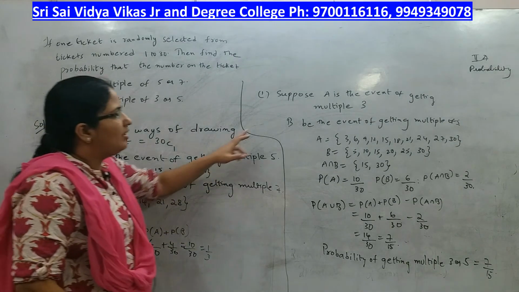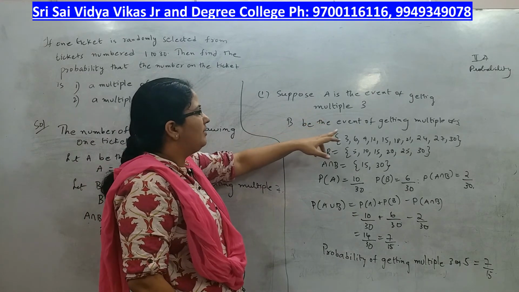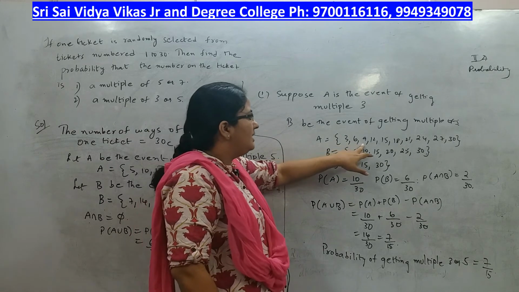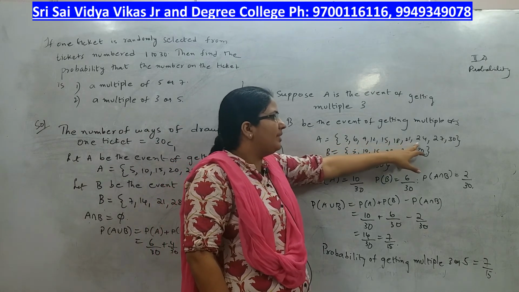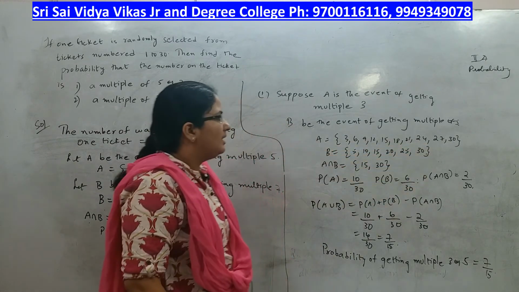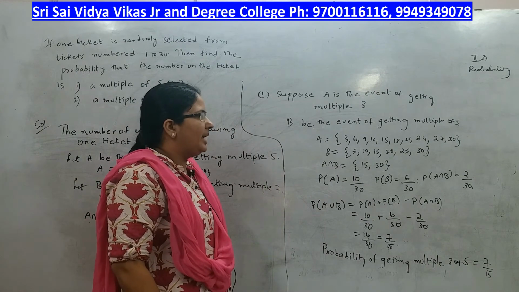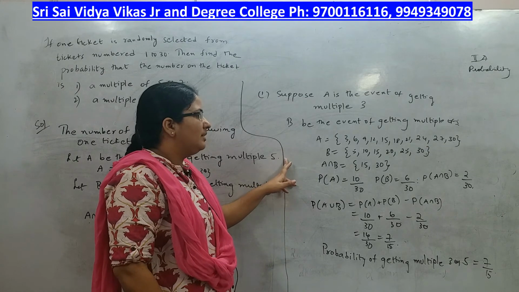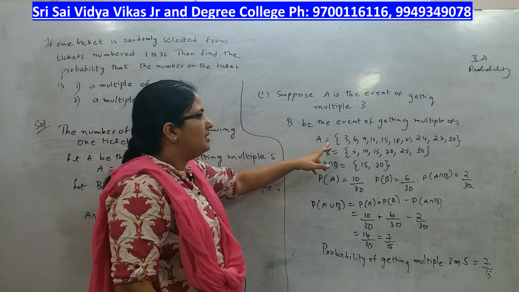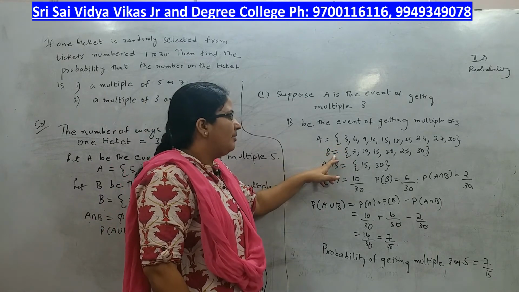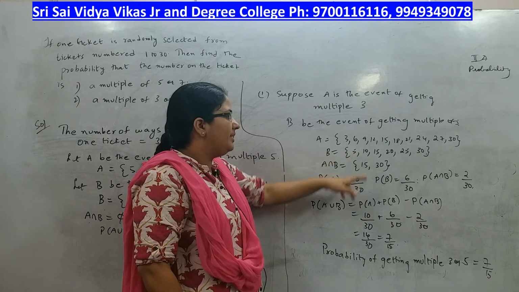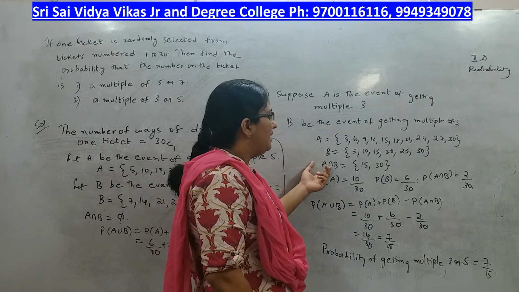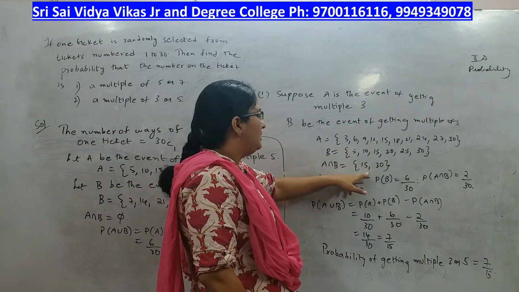Suppose A is the event of getting a multiple of 3, B is the event of getting a multiple of 5. A is 3, 6, 9, 12, 15, 18, 21, 24, 27, 30. These are the multiples of 3 from 1 to 30. Multiples of B are 5, 10, 15, 20, 25, 30. A intersection B is 15, 30.